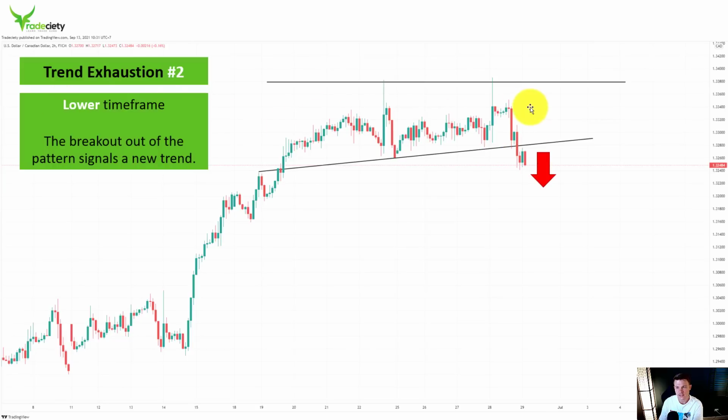So this is how it looks exactly on the lower time frame. We see here our trap, fake out, spring, whatever you want to call it. Clearly a lot of exhaustion after the strong trending market here on the left. The market really died down.